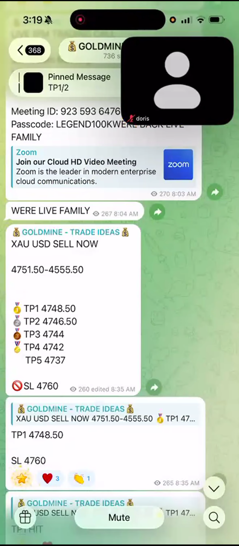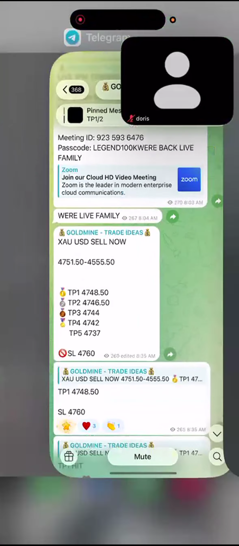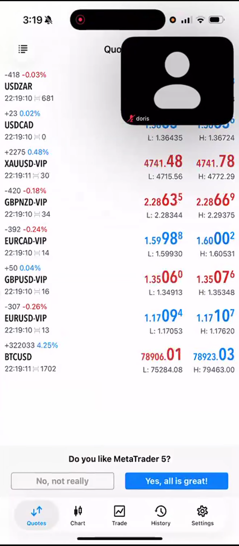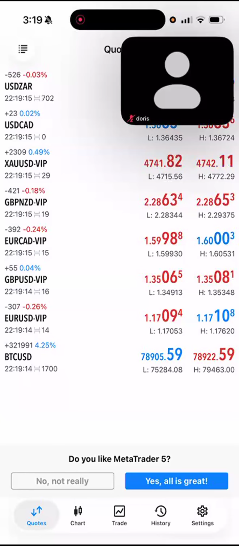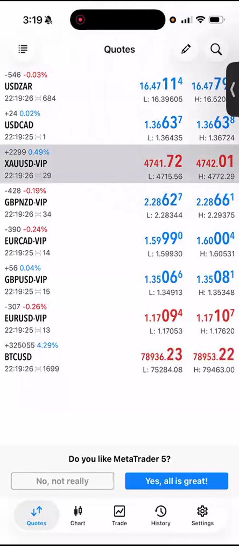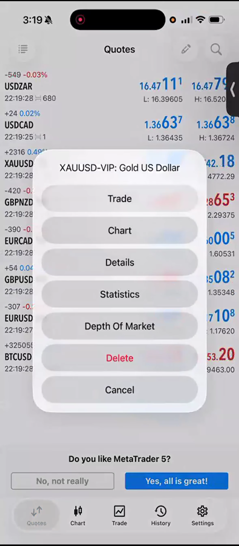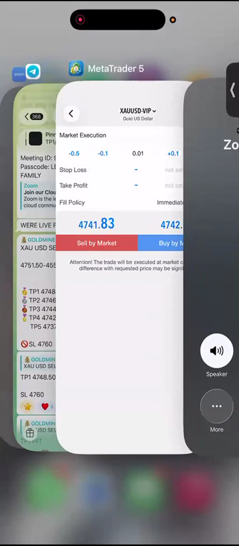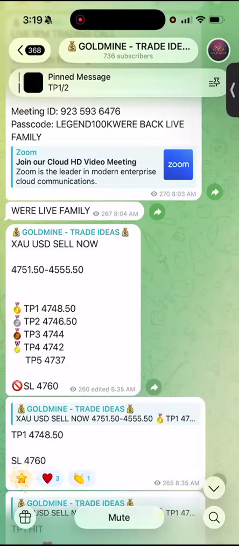So the first thing you need to do is go to your MT5 that is already connected to your broker. In my situation right now, I am using the demo account. I am not using a real account, and I don't advise anyone to start with their real account, especially if you are new, right? So I am going to click on XAUUSD. In this situation right now, guys, the market is not in the zone.